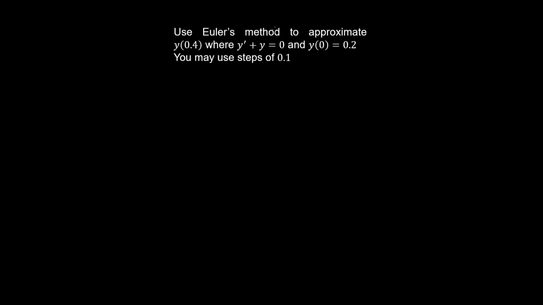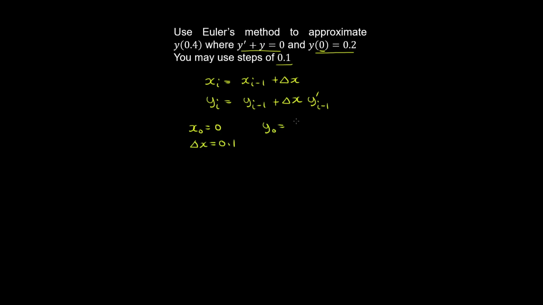Let's use Euler's method to approximate y of 0.4 using this differential equation where the initial condition is given and the step size is given. So let's try Euler's equations. And the initial conditions. So x0 is 0, delta x is 0.1, y0 is 0.2, and therefore the initial slope is equal to minus y0 by this differential equation.